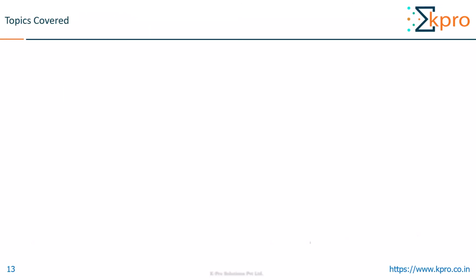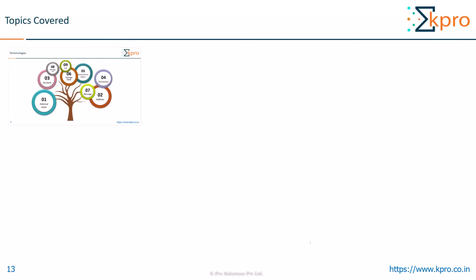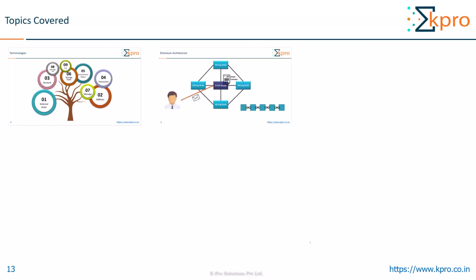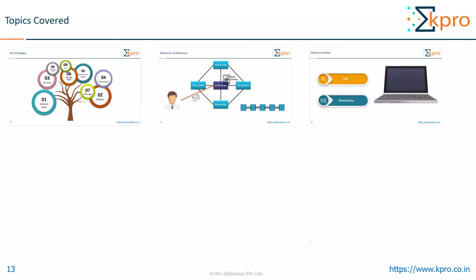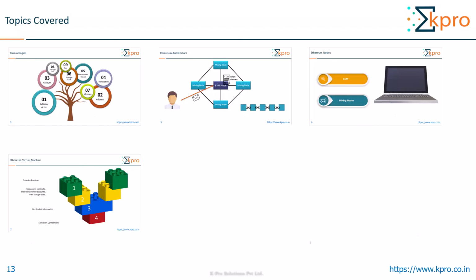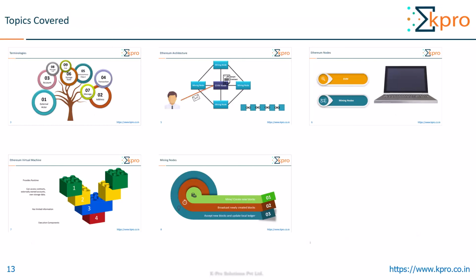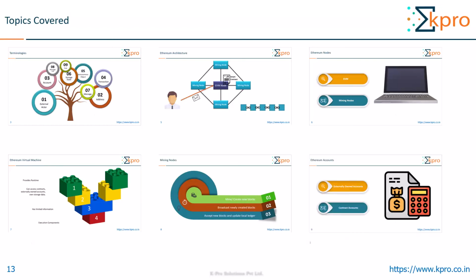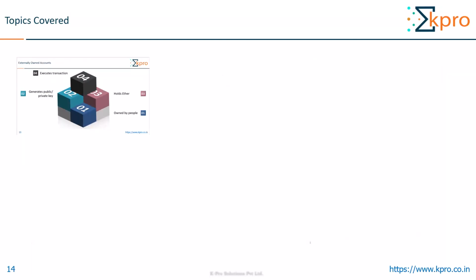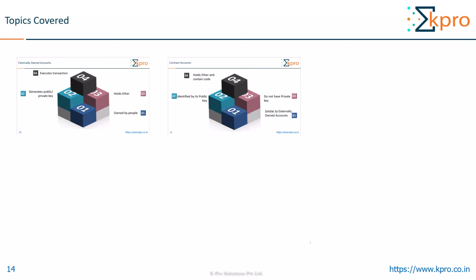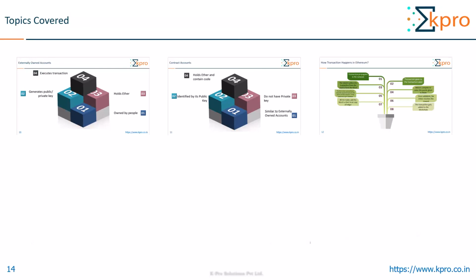Now let us have a quick recap of the topics that we have covered in this video. In the beginning, we talked about a few terminologies related to the Ethereum blockchain. Then we talked about the Ethereum architecture. Then we saw the different types of Ethereum nodes, where we talked about the Ethereum virtual machine and the mining nodes. Then we talked about the different Ethereum accounts, which are the externally owned accounts and the contract accounts. And finally, we talked about how a transaction happens in Ethereum.